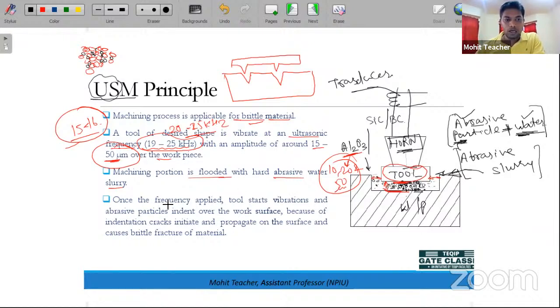Once the frequency is applied, the tool starts vibrating and abrasive particles indent over the workpiece surface. The abrasive particle in contact with the tool starts vibrating and transfers the vibration to the next one. Because of that, indentation cracks are initiated, since we use brittle material only, not ductile. Continuous vibration from the particles above then propagates the crack, so brittle fracture occurs and the material is removed. The reason for the material removal is brittle fracture. That is the mechanism.